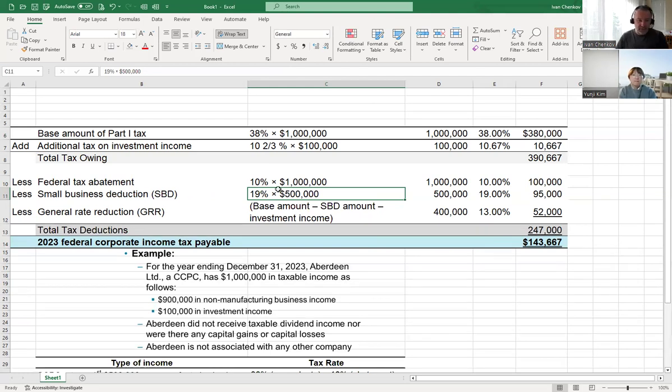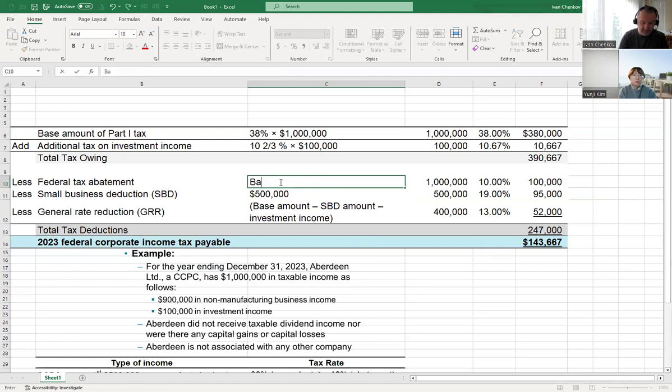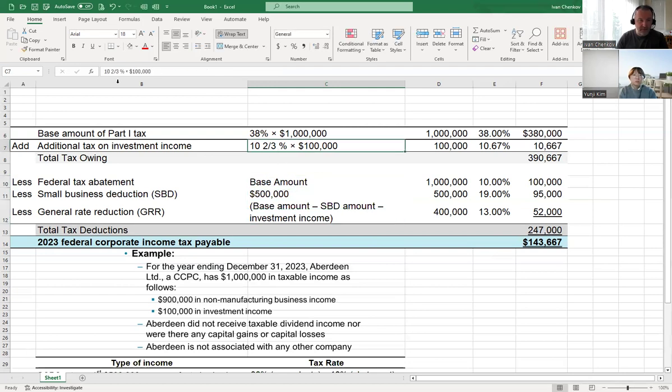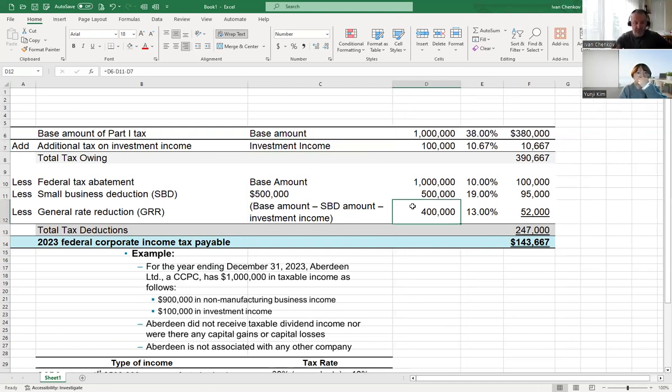The small business deduction, that will be the 500,000, which is given from the textbook. The federal abatement tax will be on the base amount, and on this one will be only on the investment income. And that will be our base amount. And here we go. We have our very nice, useful chart, which you can use further.